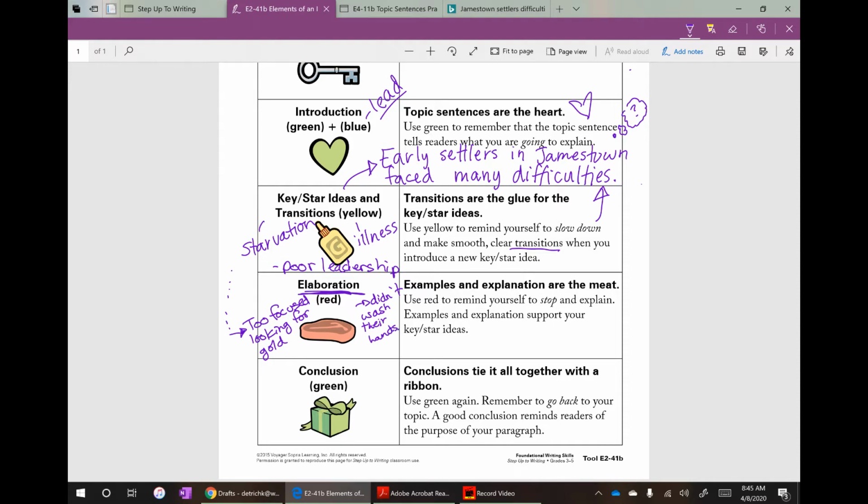But anyway, this is really where we want to explain and give examples of like what kind of illnesses were they facing, why was their leadership so poor, why were they starving, and that's really kind of what we do here, is we just really explain it. And then down in our conclusion, this is where we wrap up our paper.